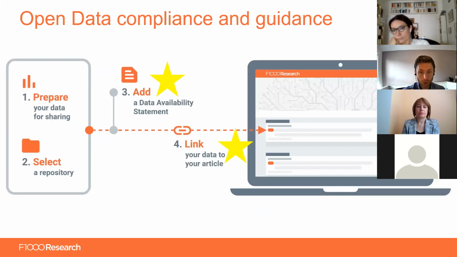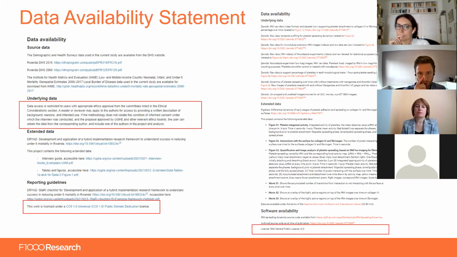So in practical terms, if you were to consider submitting to F1000Research and after preparing and sharing the data on a repository, the next steps would be just highlighted here, which is to add that data availability statement and ensure that the data are then linked back to the article once it's published. So the first step of that in the data availability statements, hopefully you can see some examples here. So these are taken from articles published online.